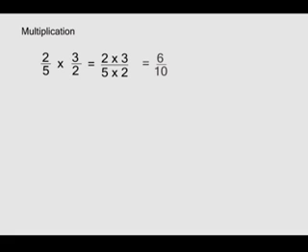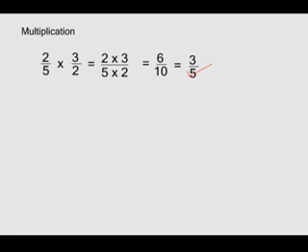Multiplying fractions. When we multiply a fraction with another, we multiply the numerators and denominators separately. So 2 over 5 times 3 over 2. We shall have 2 times 3, the numerators, over 5 times 2, the denominators, and we have 6 over 10. Simplified, that is 3 over 5.